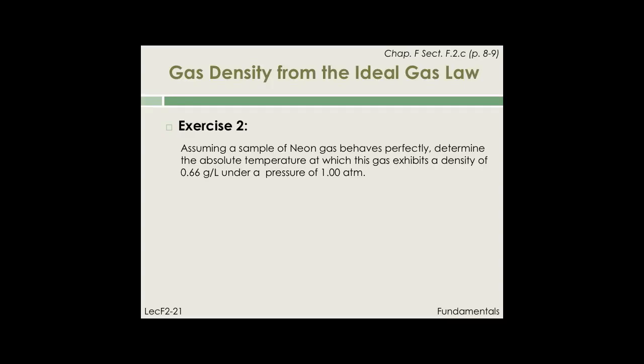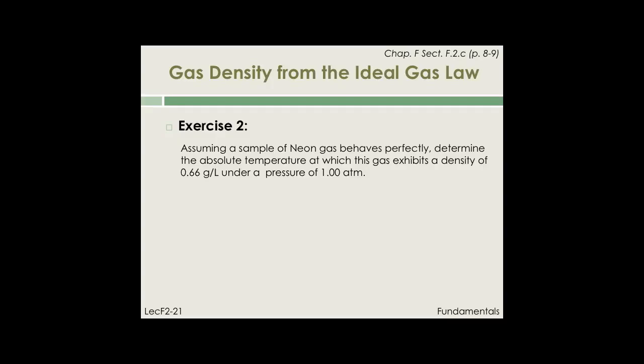Most organic compounds have densities in the vicinity of that of water, about 1 gram per cubic centimeter or 1 gram per milliliter. Gases, on the other hand, have significantly lower densities, often 3 orders of magnitude smaller.